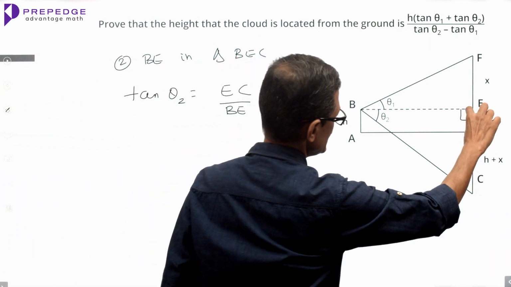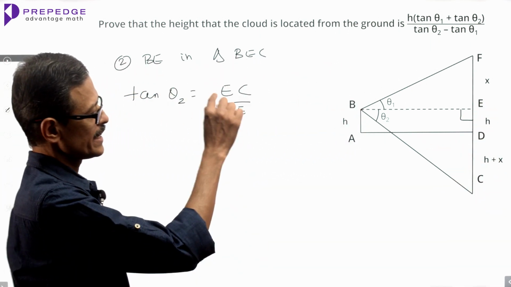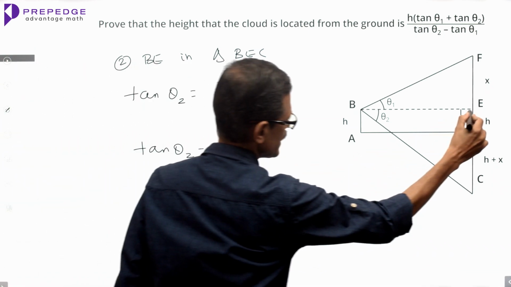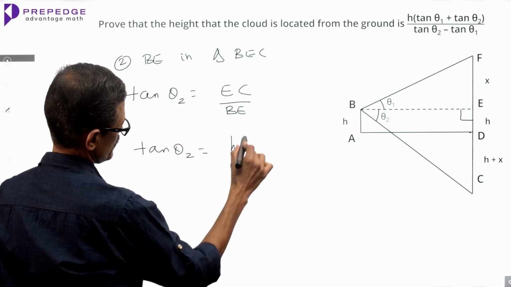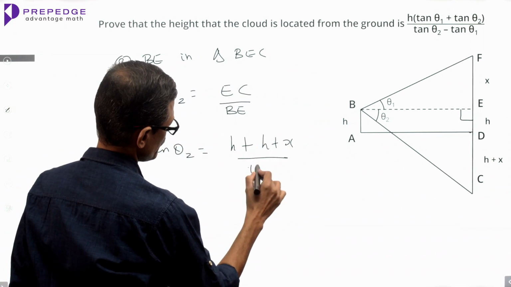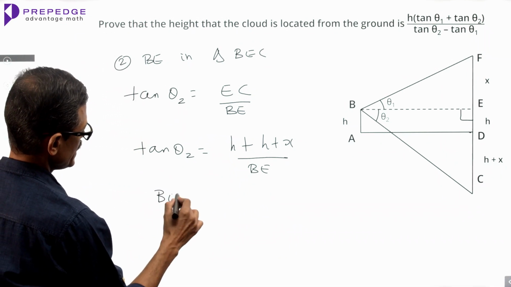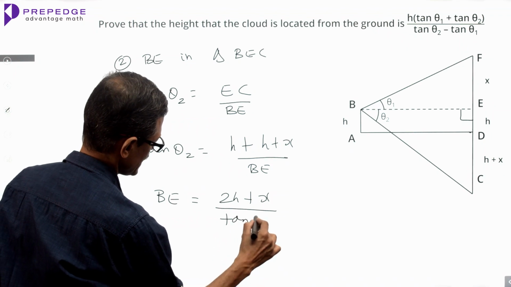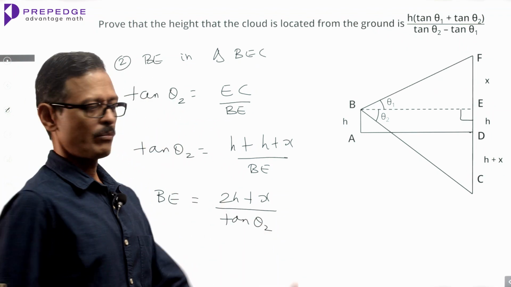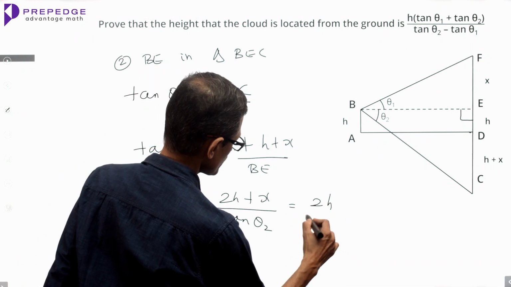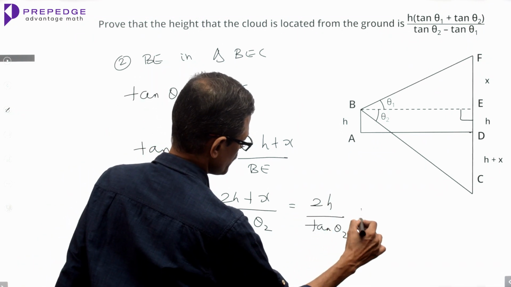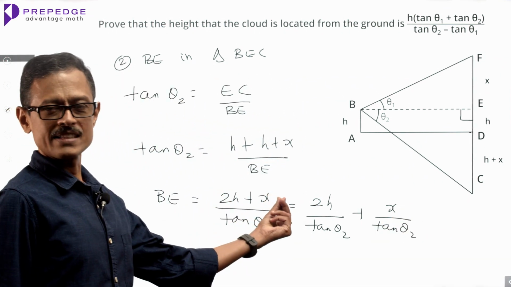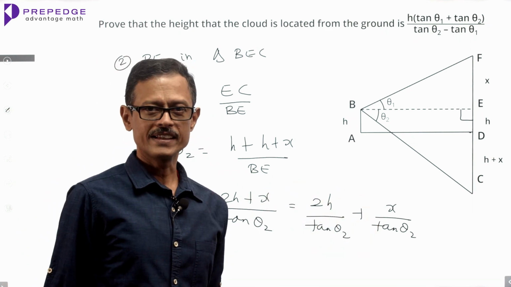EC is how much? ED plus DC. So that's H plus X. So tan theta 2 is equal to H plus X divided by BE. Let's cross multiply. So we'll get BE is equal to 2H plus X divided by tan theta 2. I'll make a small modification and write it here, which is 2H by tan theta 2 plus X by tan theta 2. 2H plus X divided by tan theta 2, we have split it into two.